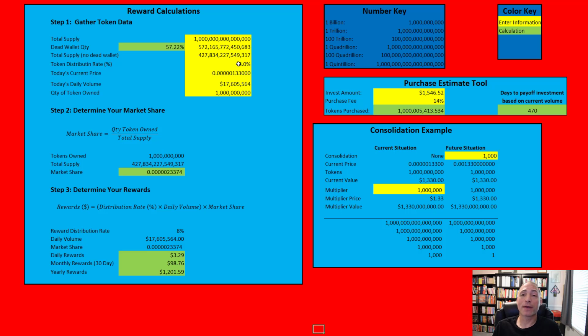Now we get 8% back in rewards, so that's where that number is. This was the price when I first started putting this video together, so that's where that is. You just get it from CoinGecko or CoinMarketCap when it's not all messed up. And then today's daily volume, and again, I always go 1 day into the past, so this was the volume from yesterday. And then quantity of token owned, you would just put your number in there.